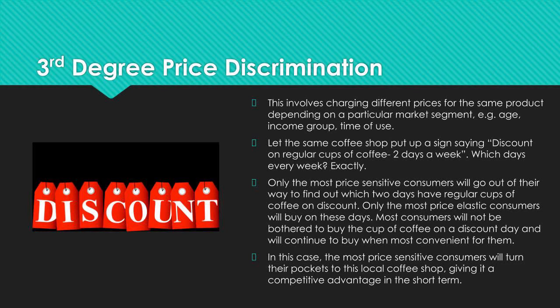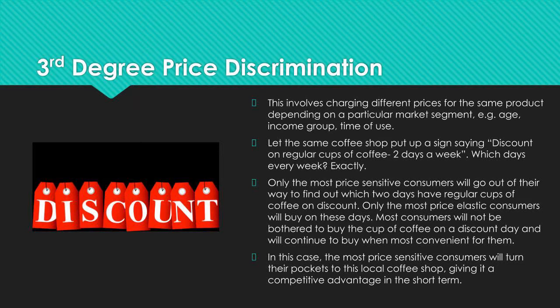What about third-degree price discrimination? Well, this involves charging different prices for the same product depending on a particular market segment, whether it be age, income group, or even time of use. Let's say the same coffee shop put up a sign saying discount on regular cups of coffee 2 days a week.